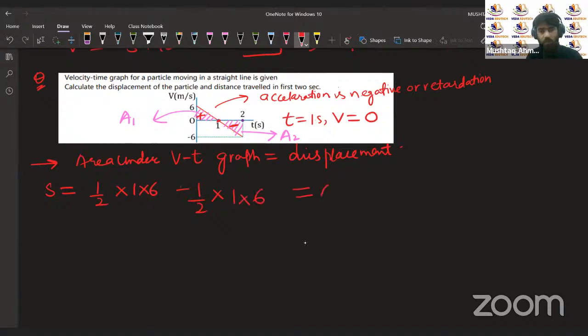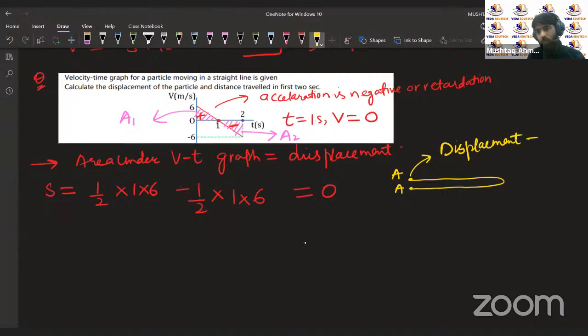So that's equal to 0, right? The displacement here is equal to 0. It means the particle moves like this and comes back and reaches the same initial point. So in this case, displacement will be equal to 0.